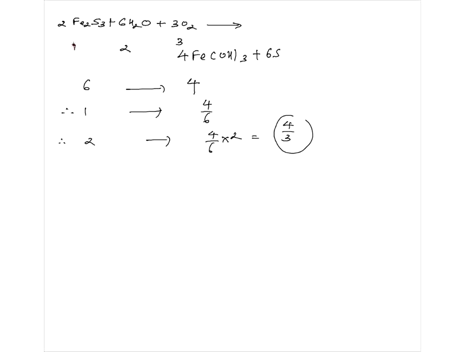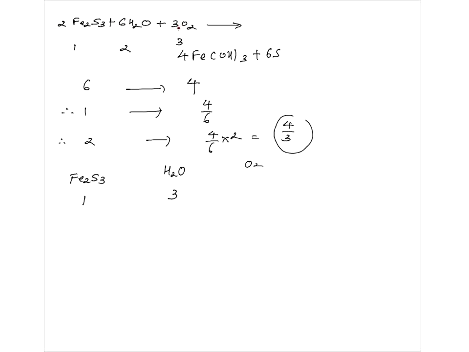We have got 1 mole of this. Let's see if this is a limiting reactant. Two moles require 6. So 1 mole will require 3 times, isn't it? 2 into 3 is 6.